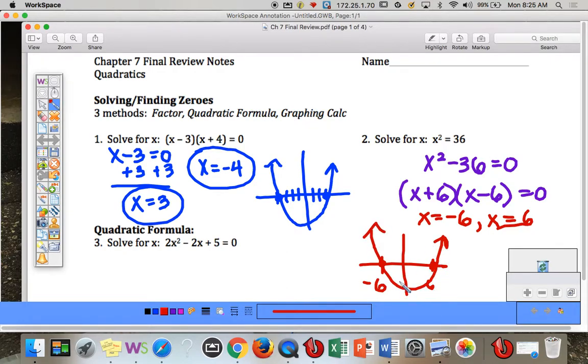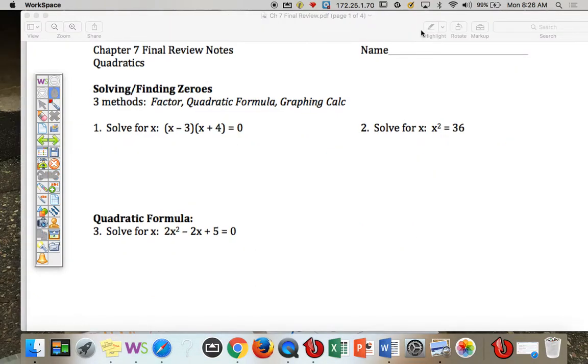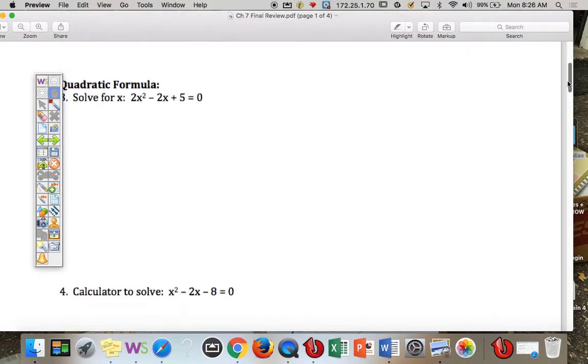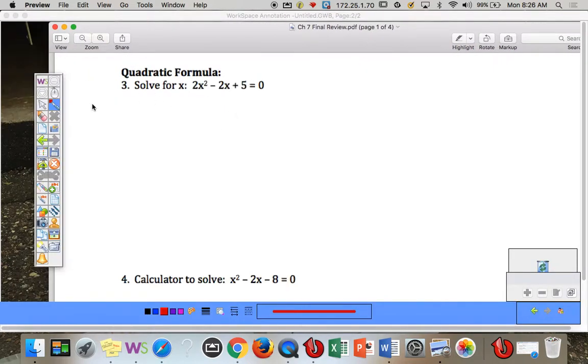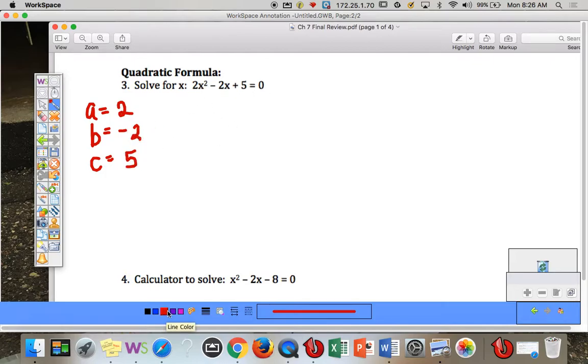Okay, so to find zeros, you can factor, and you can set each factor equal to 0 and solve to find the zeros. To find the zeros, you can also use the quadratic formula. So for the quadratic formula, the first step is you want to find a, b, and c. A is the number next to the x squared, b is the number next to the x, and c is the number by itself when there's 0 on one side of the equation.